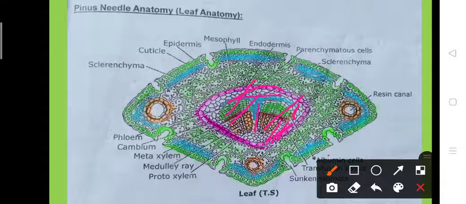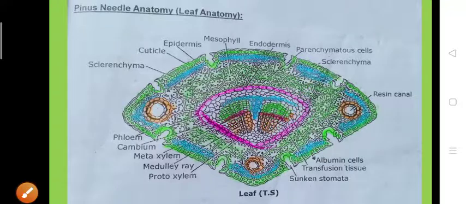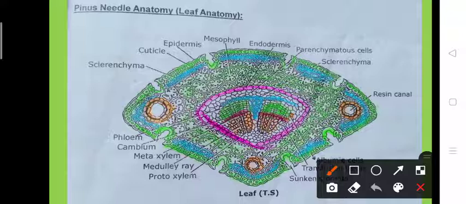Next, move to vascular bundles. Two vascular bundles are present at the center of the vascular cylinder. These vascular bundles are conjoint, collateral, open, and endarch type. Open means cambium is present in between the phloem and xylem. That type of vascular bundle is known as an open type of vascular bundle. Here, conjoint, collateral, open, and endarch vascular bundles are present in this Pinus needle.